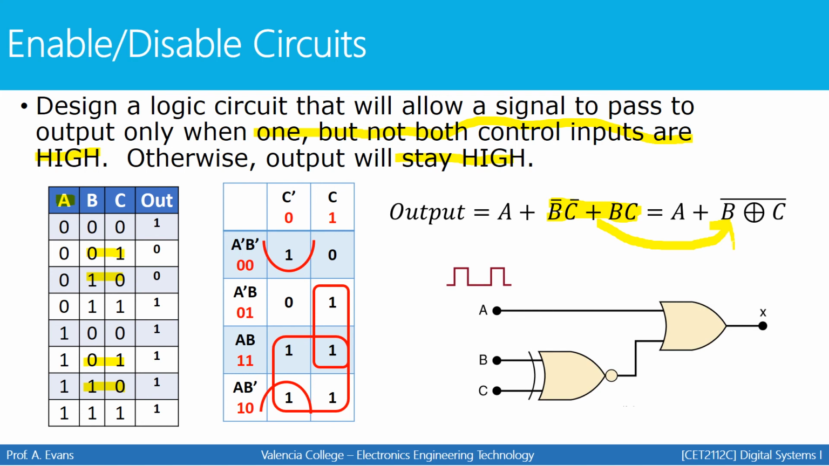Here's your circuit that will implement this design. So when you go to build this circuit, you will see that if B and C are both high or both low, the output here will always be high, which means it's disabled. But when B and C are at different levels, the signal will pass and you'll see a square wave coming out of the output instead of a constant low or high. That's how disable and enable circuits work.